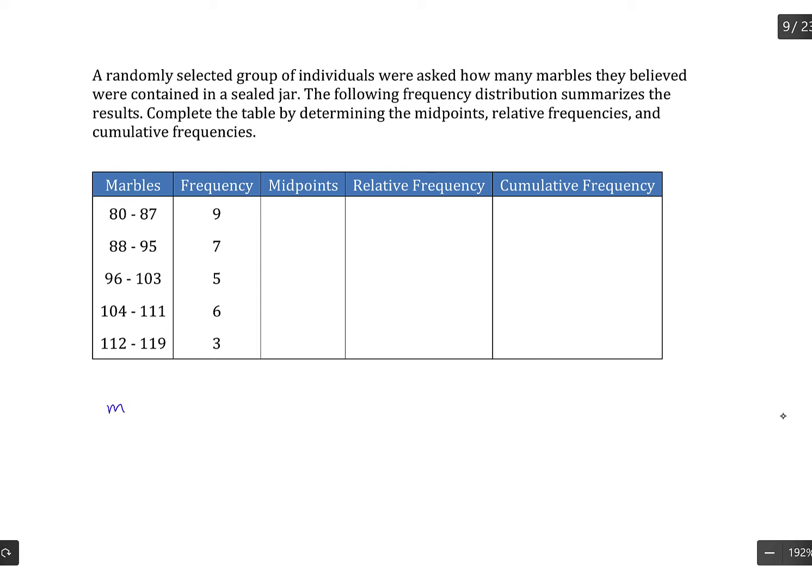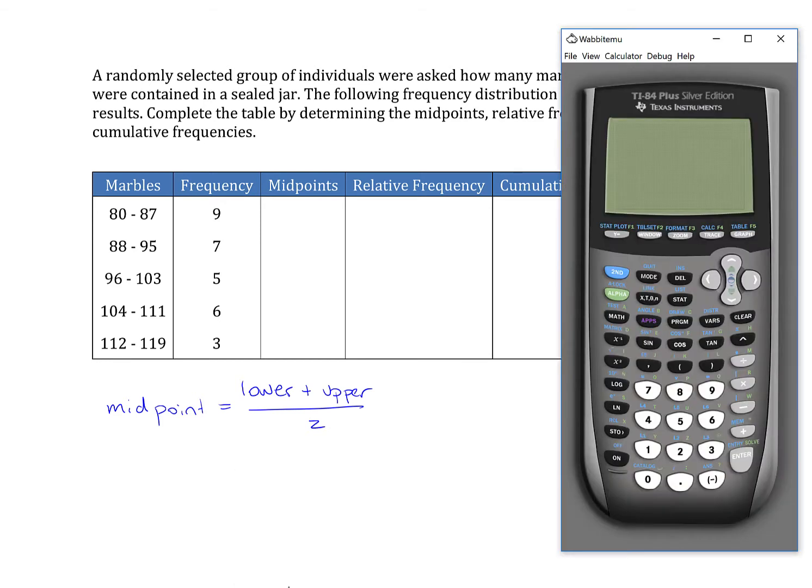There is a formula for a midpoint: take the lower class limit of a class plus the upper class limit of that same class and divide by 2. So effectively, you're averaging the lower and upper class limits of a particular class. For instance, in the first class, if I take 80 plus 87 and divide by 2, that gives me 83.5.